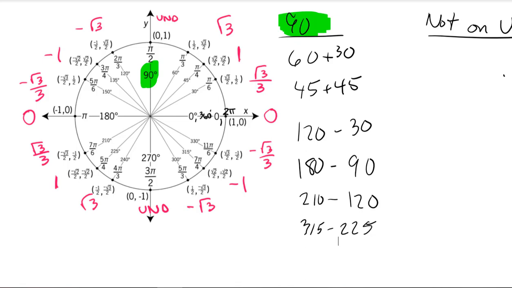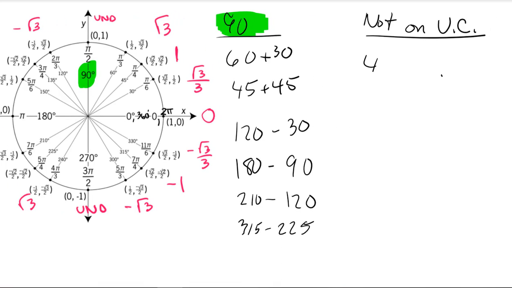But I could also use some subtracting, right? We could do 120 minus 30, 180 minus 90, 210 minus 120. There's so many other ones. 315, 225. Their difference would also give me 90. Now, I couldn't use something like this. I couldn't say, oh, well, let me use like 40 plus 50 because that's not on the unit circle. 70 plus 20. There are no angles on the unit circle that are 70 or 20.